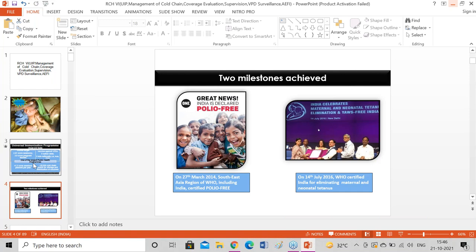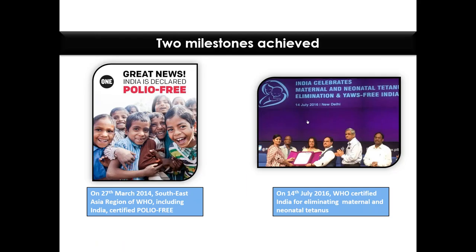Now, 2 major milestones have been achieved as a result of these scaled up immunization programs in our country. One was when India was declared polio free. That was on 27th of March 2014. Here, the Southeast Asia region of WHO, including India, was certified polio free. And on 14th of July 2016, WHO certified India for eliminating maternal and neonatal tetanus. I hope you know the difference between disease control, disease elimination, and disease eradication. You should know the difference between these three, as well as which diseases have been eliminated and which have been eradicated.